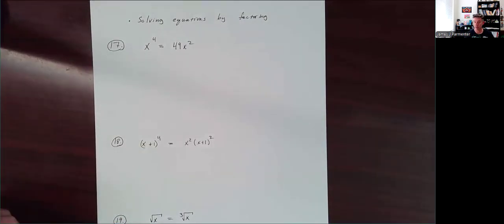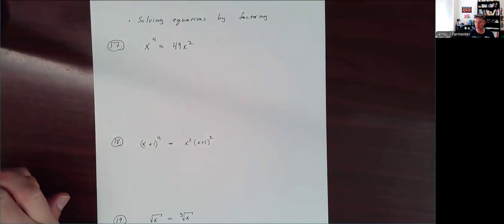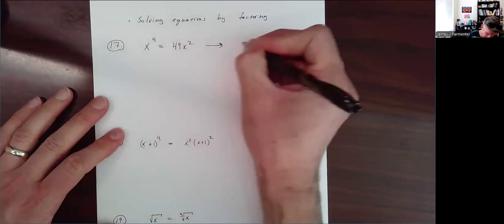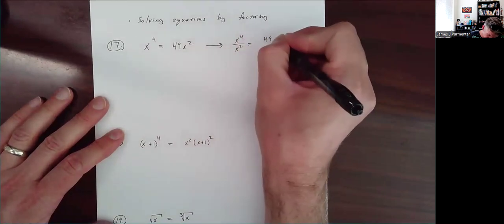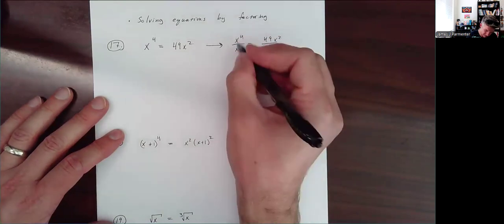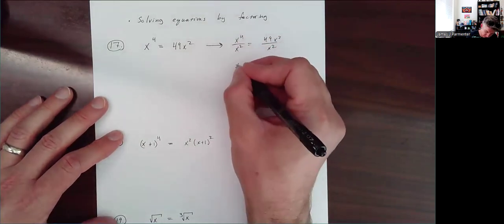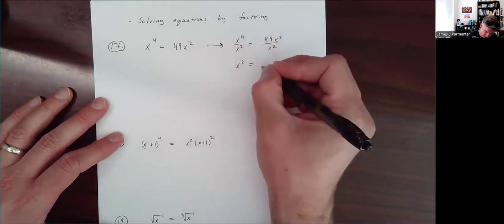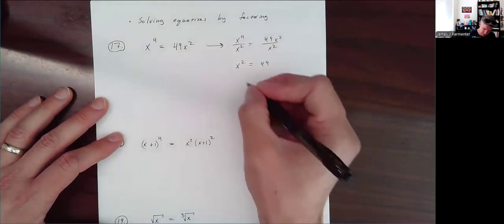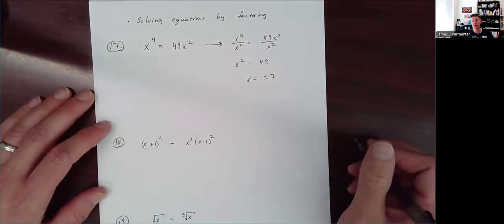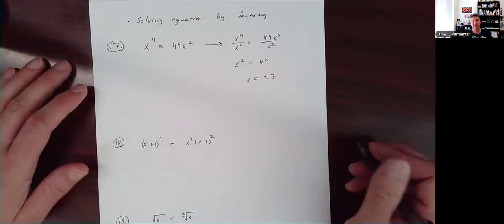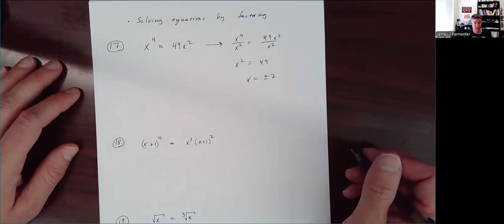Something not to do here: it's really, really not a good idea to divide both sides by x squared. Here's what happens if we do that. If we divide both sides by x squared, x to the fourth divided by x squared, we subtract the powers and get x squared. 49x squared divided by x squared, we get 49. And then our solutions are x equal to plus or minus the square root of 49, which are plus or minus 7. And those are correct, but we missed out on x equal to 0 as a solution.